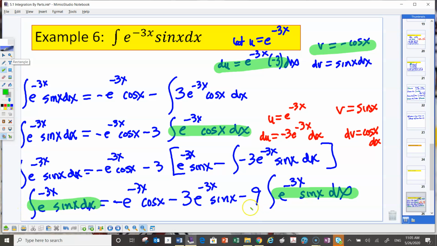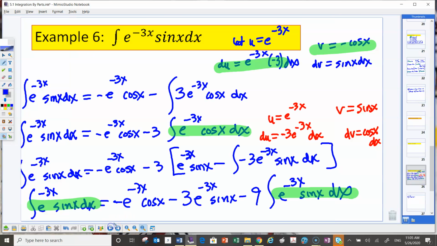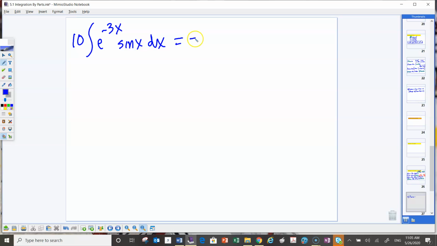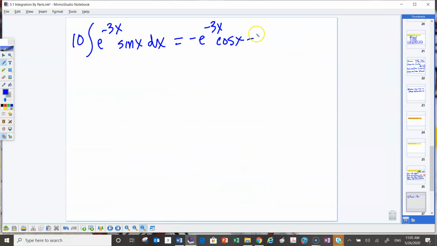I have one of them over here and -9 of them over there, so I'm going to add the 9 to the other side. So I'm going to end up getting 10 integrals of e to the -3x sine x dx is going to equal -e to -3x cos x minus 3e to the -x sine x plus my constant.